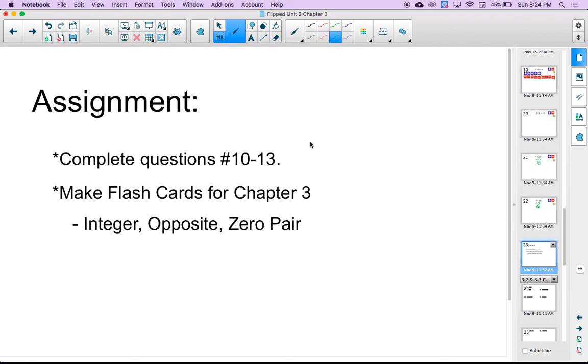Practice that phrase. Here's what you're going to complete for tonight. You're going to finish just questions 10 through 13. Not too many tonight. Just do a couple of them. We'll do more in class tomorrow. I want you to make flashcards for chapter 3 in case you haven't done so. So far, your big words are integer, opposite, and zero pair.